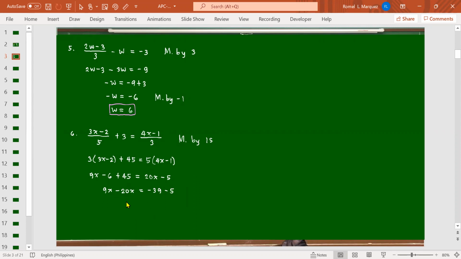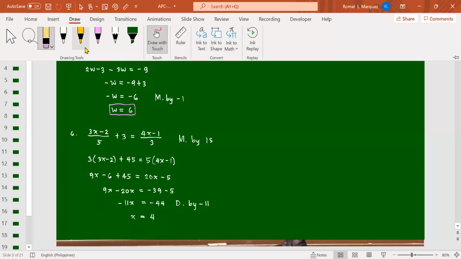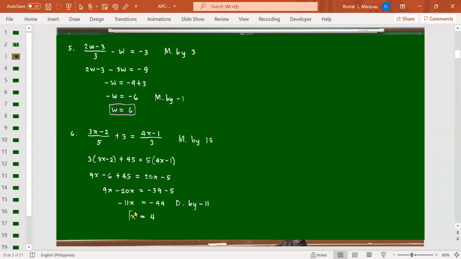Simplifying this, 9x minus 20x, that is negative 11x. On the right side, we have negative 39 minus 5, that is negative 44. Dividing each side by negative 11, so divide by negative 11, so getting 4. So x therefore is equal to 4. So this is the solution to this equation.